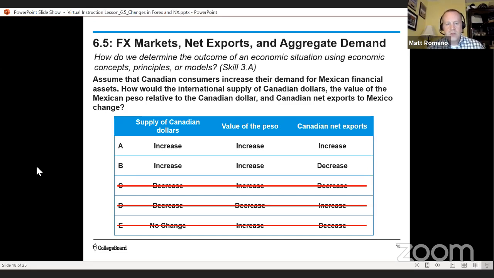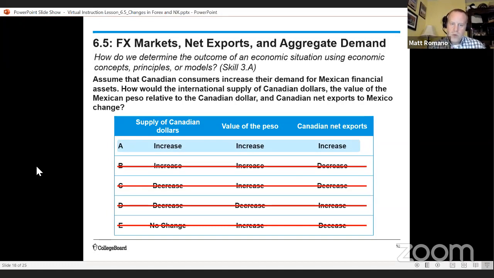Next, as a result of this change, what happens to Canadian net exports? Well, the peso just got stronger. We know the Canadian dollar just got weaker by default. If the Canadian dollar is weaker and the peso is stronger, then Canadian goods are cheaper for any people living in Mexico. As a result, then, Canadian net exports must increase. I could eliminate B, and the answer must be A.